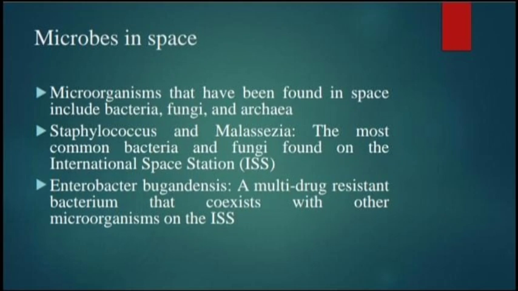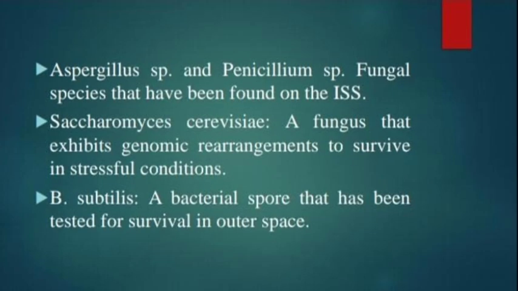Next slide. Microbes in space. Microorganisms that have been found in space include bacteria, fungi and archaea. Some of the bacteria include Staphylococcus and Malassezia, the most common bacteria and fungi found in the International Space Station, ISS. Then Enterobacter bugandensis, a multi-drug resistant bacteria that coexists with other microorganisms on the ISS. Then Aspergillus species and Penicillium species, fungal species that have been found on the ISS.